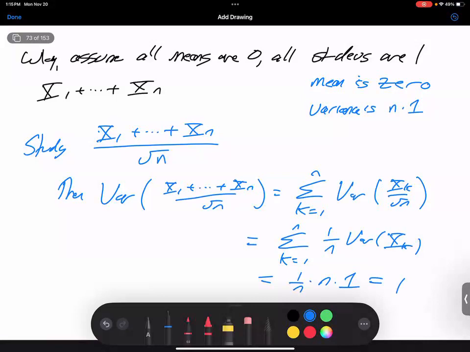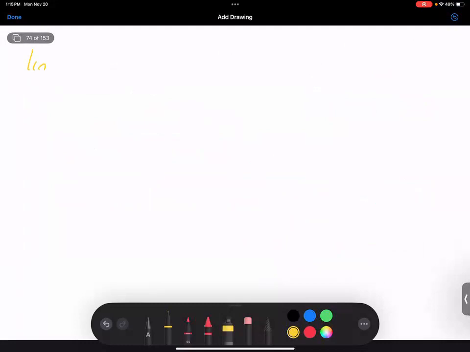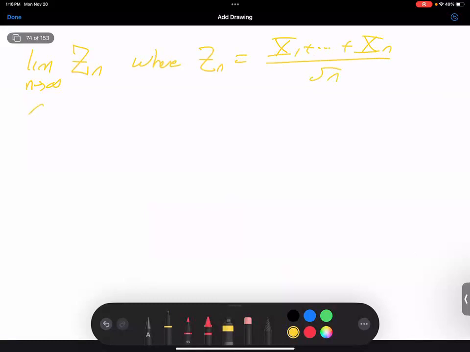Okay, so this is a good quantity to study. This has mean 0, standard deviation 1. So this is something that hopefully has a nice limit as n goes to infinity. So we want to look at the limit as n goes to infinity of Zn, where Zn is x1 plus xn over square root of n. And the central limit theorem is that Zn converges to being a normal with mean 0 and variance 1.